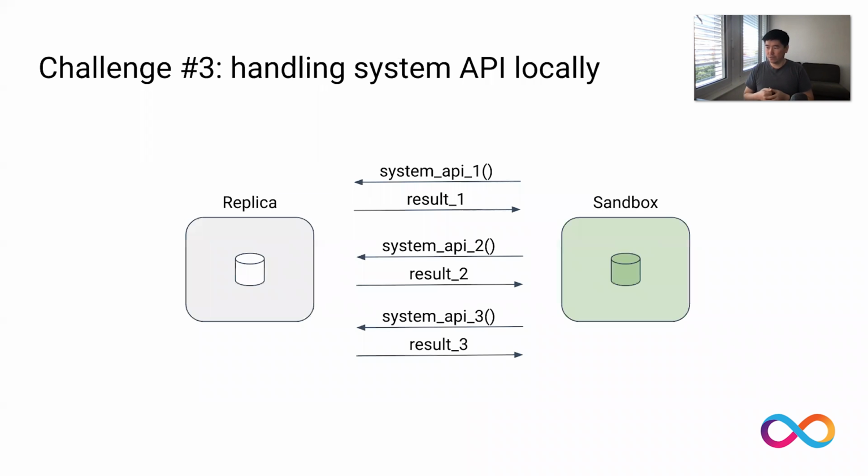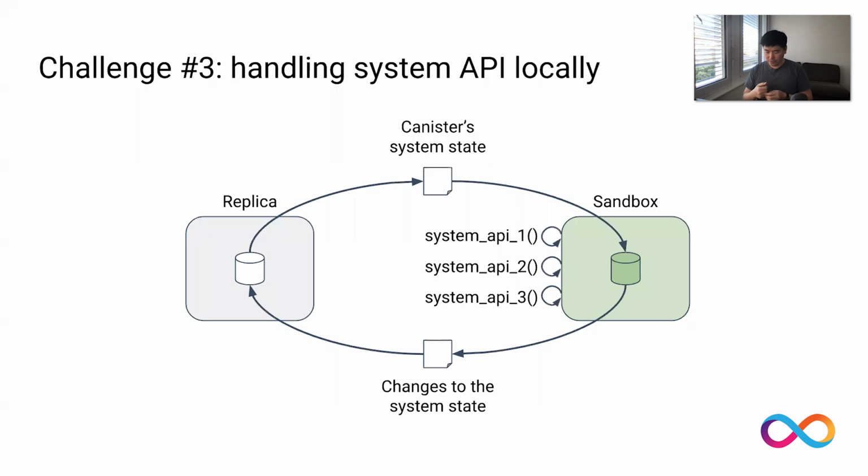Another source of slowness is the handling of the system API. As I said, the system state is stored in the replica, and it needs to be protected from the sandbox, so as to not allow arbitrary modifications. Currently, what the prototype does is, for each system API call, it does inter-process communication to call the replica and then gets a result. So this causes a lot of ping pong between the two processes. What we want to do is to actually have a copy of the system state on the sandbox side so that all system APIs can be resolved locally.